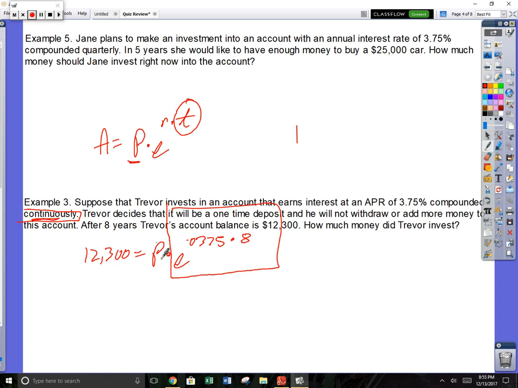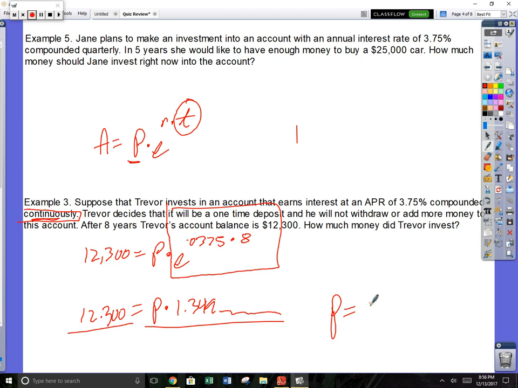and it will change it to some number. That number is P times 1.349 and so on equals 12 grand 300. So now to solve for P, you just need to undo the multiplication. So divide by that number. The principal he's got to give the bank is, that initial investment was 9 grand 112 and about 6 cents.